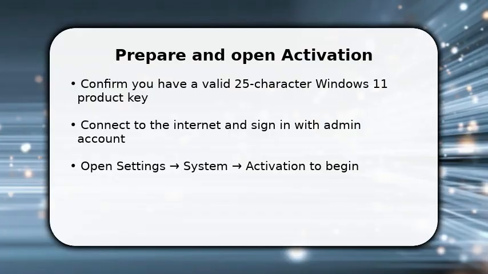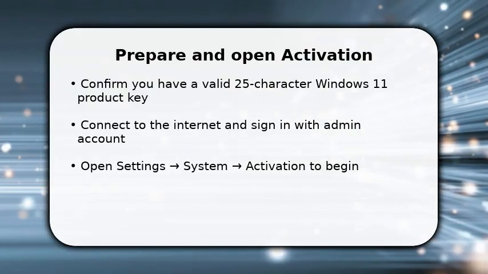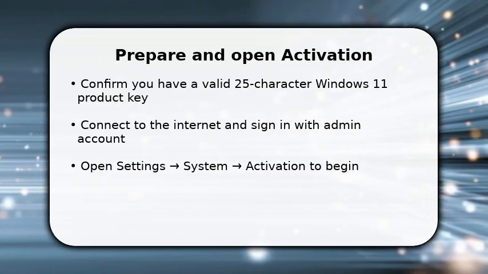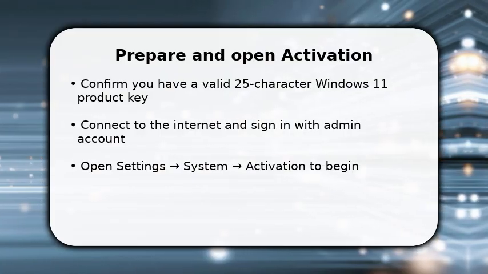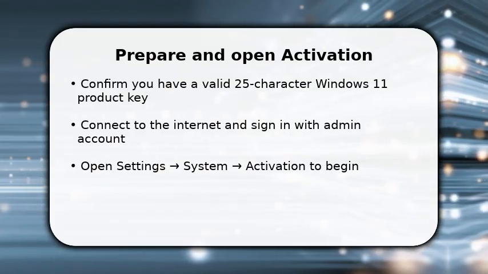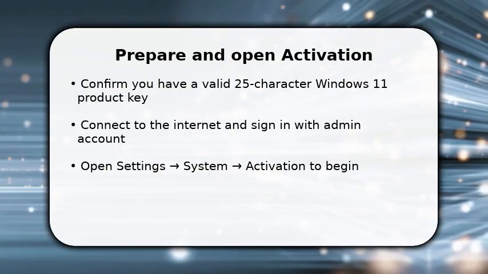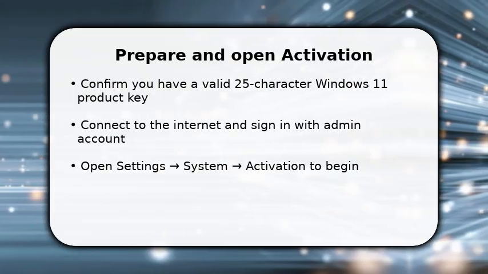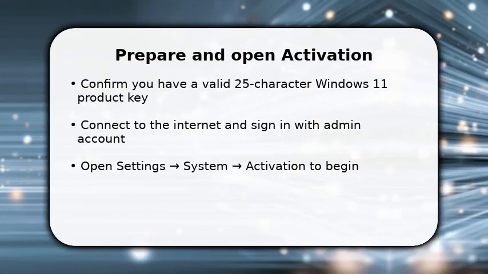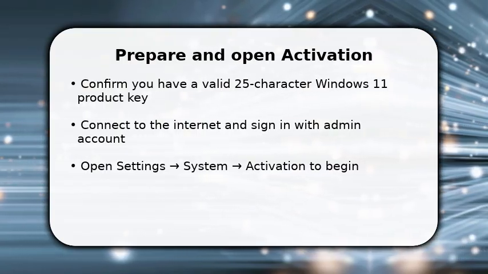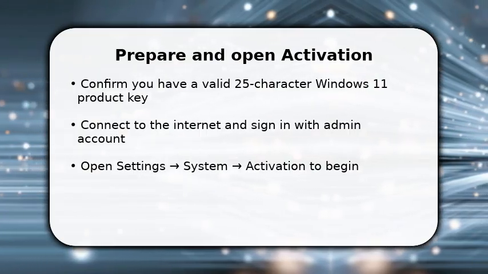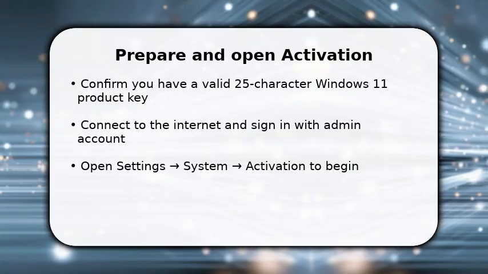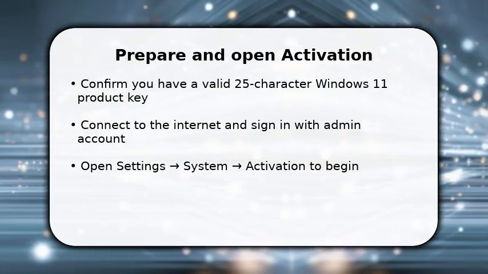You start by confirming the product key and administrative access. This saves time. Open Settings, go to System then Activation, and make sure you are online. Once there, click Change Product Key or Add a Product Key and prepare to enter the 25-character key exactly as provided. You do this now so Windows can contact Microsoft servers immediately. If you are offline, activation may fail and require later revalidation.